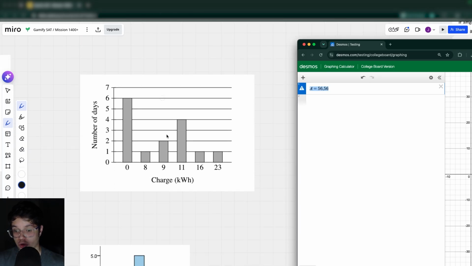Same thing with a bar chart. This is just another way of showing a dot plot, just with bars instead of dots. So exact same thing. This is the amount of times each one shows up. That's what's going on here.